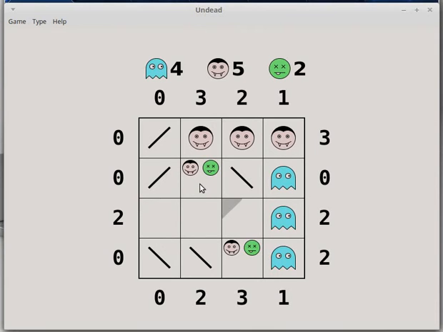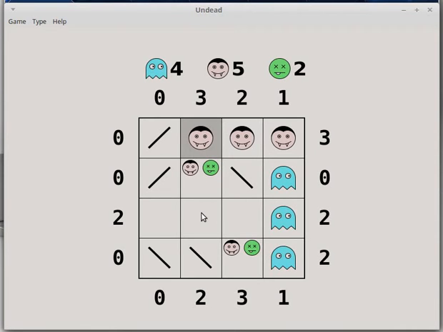Again, one of these has to be a ghost. I don't know which, and I don't know what the other ones are. I've found 1, 2, 3 vampires, so I need 2 more vampires. I don't know where. I need 2 zombies. I don't know where. Okay, so that's a dead end.